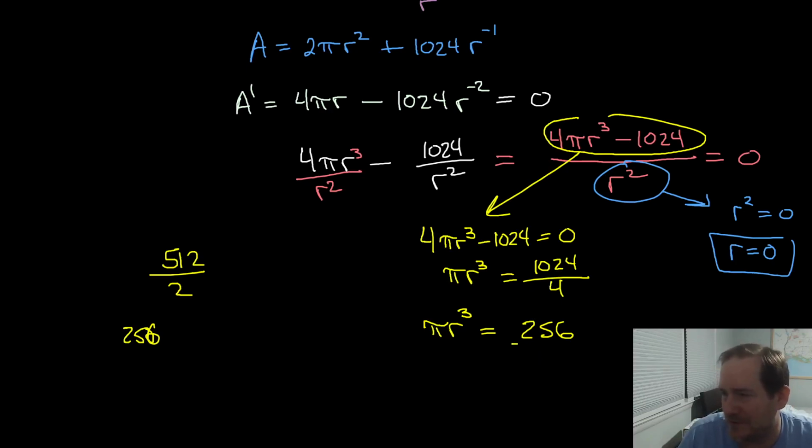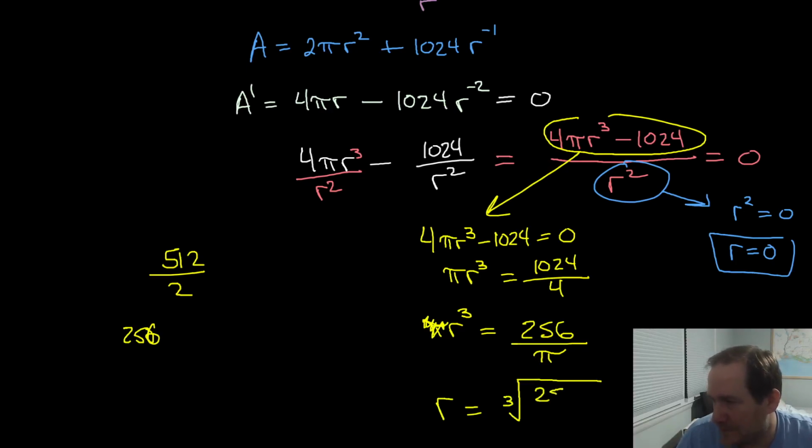I'm going to do that in 2 steps though, just to maybe keep it feeling a little bit clean. So that pi is gone. Now I take the cube root and I get r equals the cube root of 256 over pi. Can this be cleaned up? I don't know. What are the factors of 256? I know that's a power of 2, right?